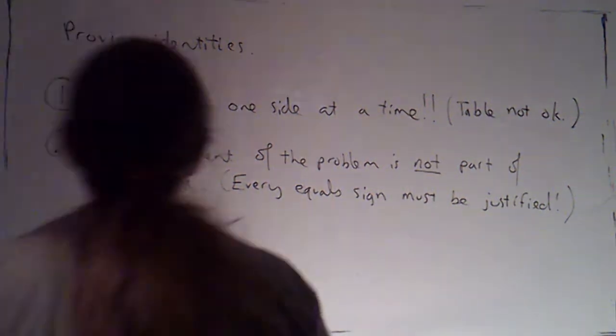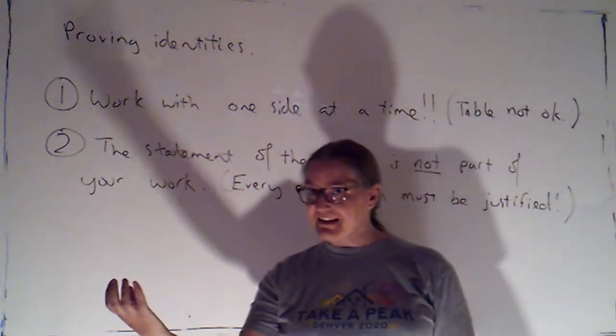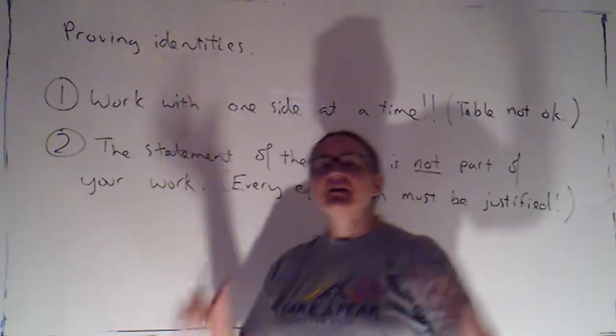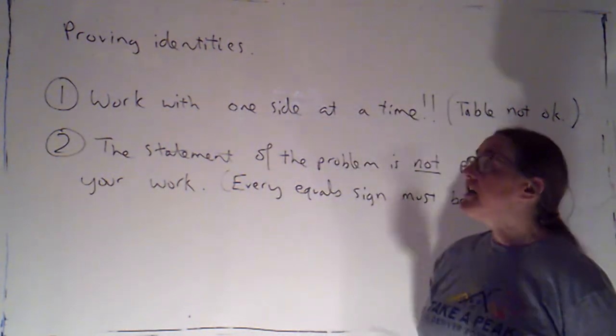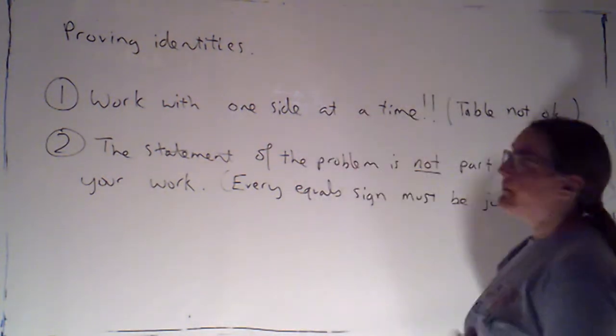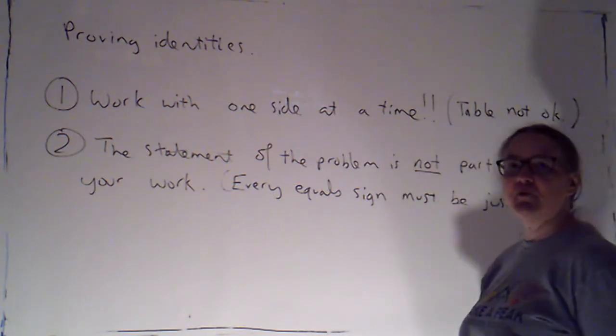We are ready to prove some trig identities. So we're going to be using the basic identities, the fundamental identities that we went over at the beginning of this section, and the algebra skills that we just reviewed, to manipulate some expressions to try and prove some more complicated identities. And I've got two really important rules for proving identities up here on the board.